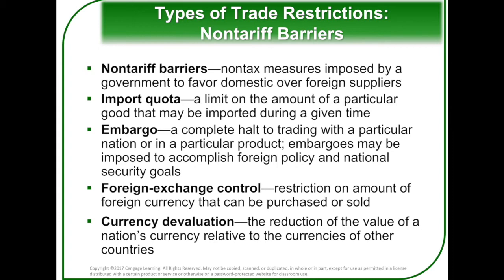Foreign exchange control, where there's a restriction on the amount of foreign currency that can be purchased or sold. Currency devaluation, that's where you reduce the value of a nation's currency relative to currencies of other countries. And this does occur ever so often, and when it does, it usually affects the most popular currency in the world, which is still the U.S. dollar.